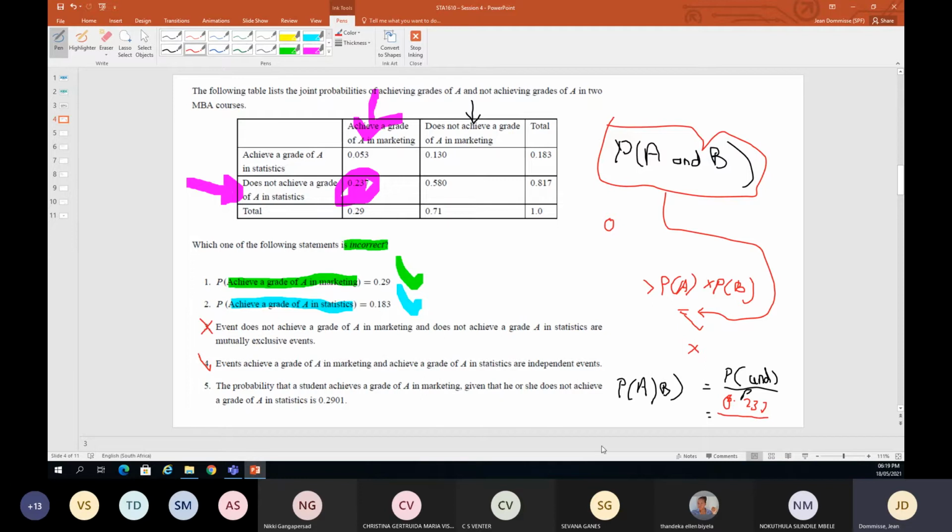And what is important, what is the B in this instance? Given that he or she does not achieve a grade of A in statistics, we will divide by the 0,817. So it's basically 0,237, which is the and, divided by the probability of that event, 0,817. Okay, and that will give you that answer.